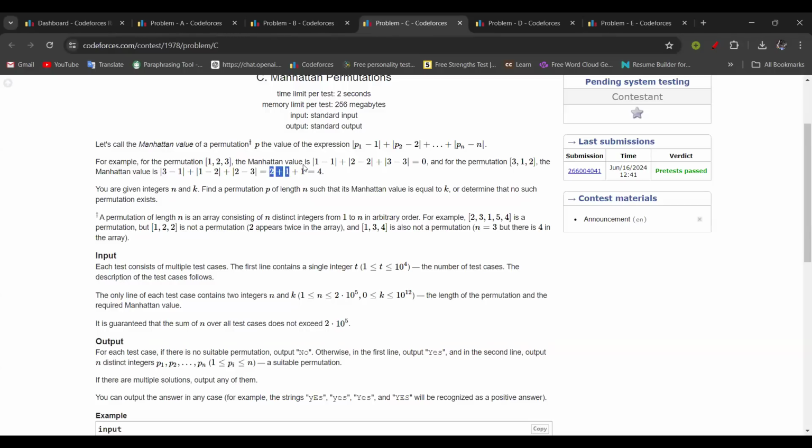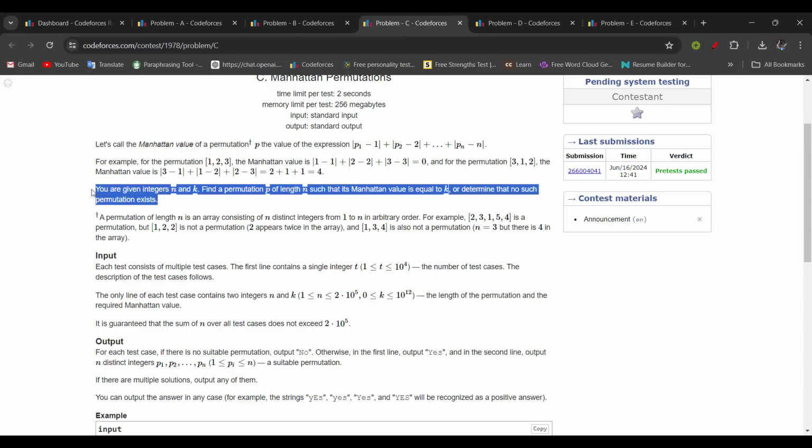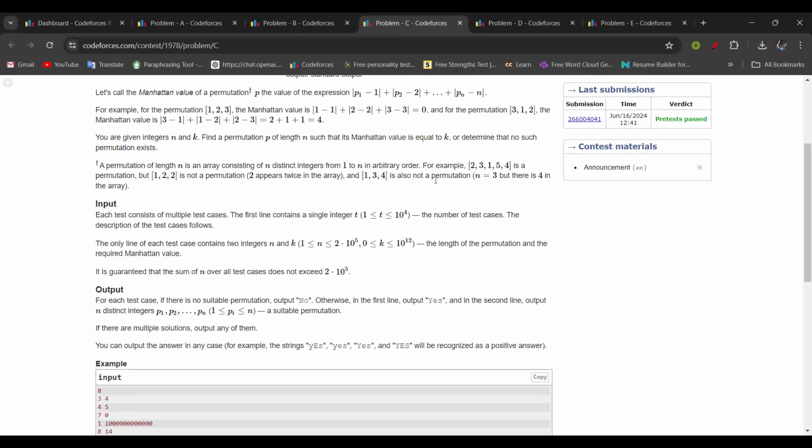We would add those up, and this would give us the Manhattan value of this permutation. Okay, now you are given n and k. Find a permutation P of length n such that its Manhattan value is equal to k, or determine that no such permutation exists. So first thing, what is a permutation?